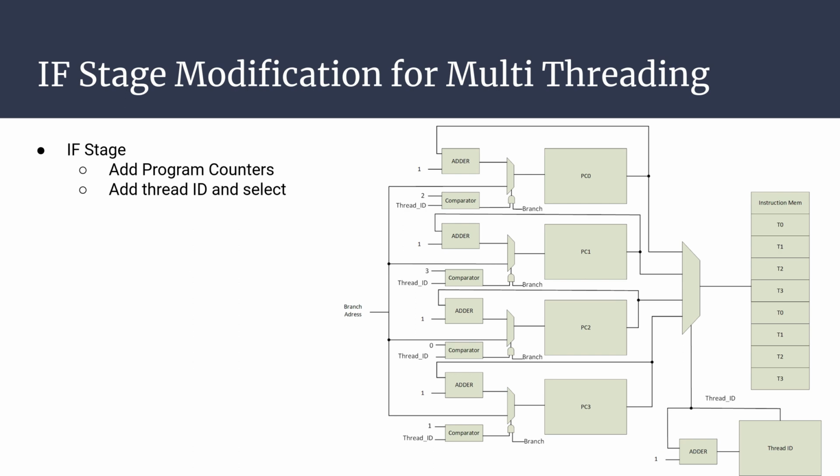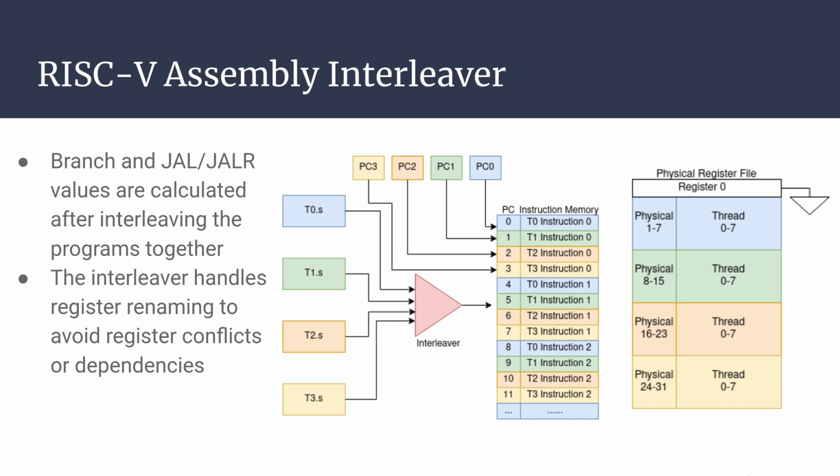We use a thread ID to select the correct program counter every single clock cycle. And also that thread ID is used to determine which program counter needs to be updated when a branch signal comes in.